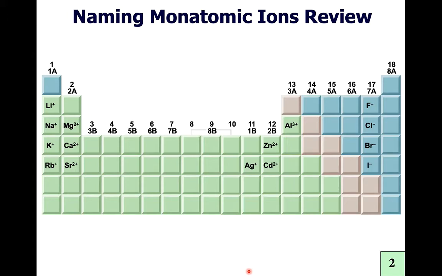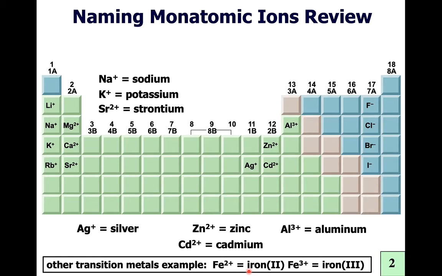So here is all our monatomic ions that we need to know the charges for. And then, as I said, other transition metals, for example, iron can exist as iron 2+ and can exist as iron 3+.